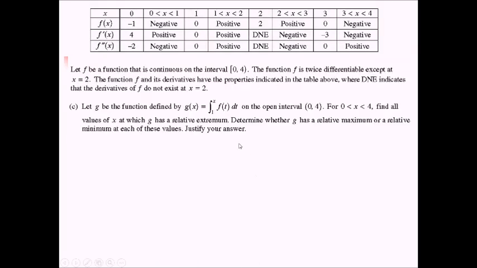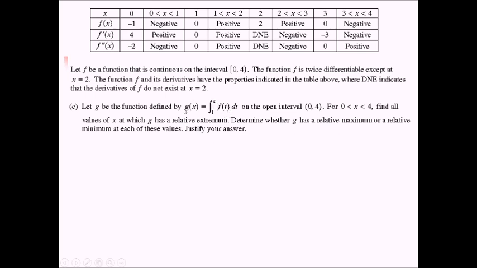For this part of the problem, we're defining a new function g as the integral from 1 to x of f of t. And we want to find all x values where g has a relative extreme, and whether it's a max or a min, with justification. So if I want to know if g has a relative extreme, I need to talk about g prime changing sign somewhere. And g prime, if you use your fundamental theorem here, you're basically just going to be plugging this x into the dummy variable in the integral here.